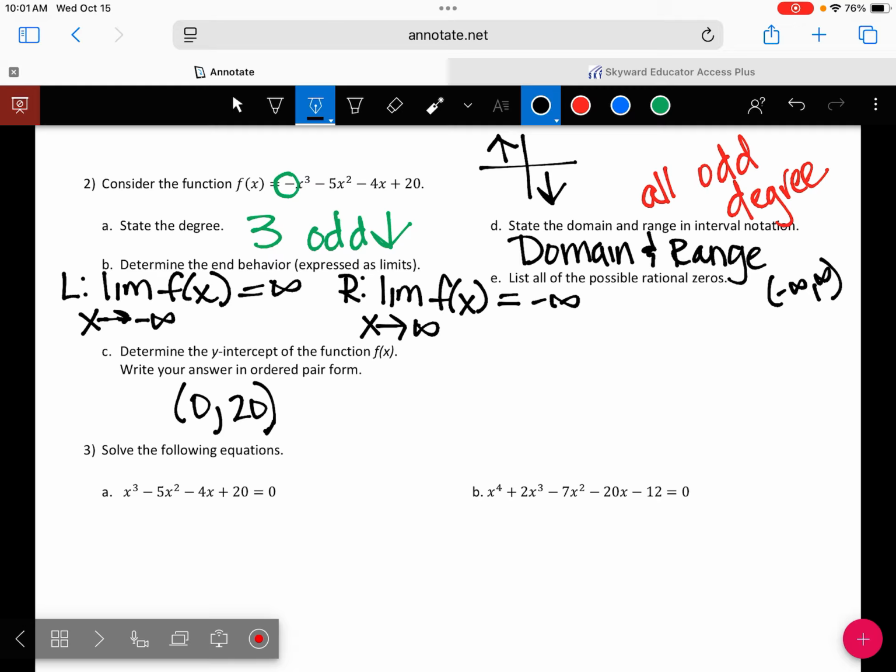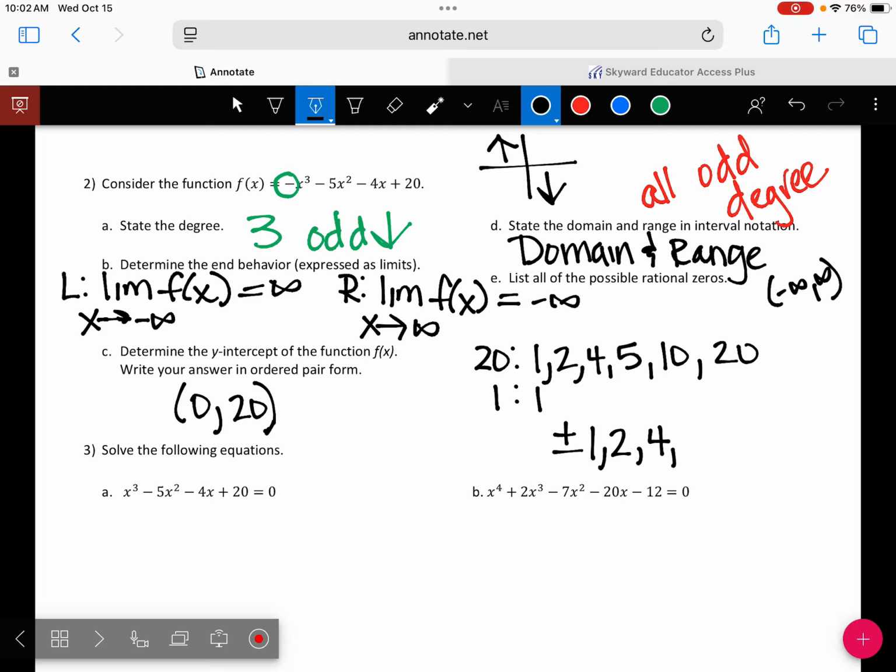Okay, possible zeros. So the numbers that go into 20 are 1, 2, 4, 5, 10, and 20. And the only number that can go into negative 1 is 1. Again, we don't include the fact that it's negative. It's just that number is 1. So that's the only number that I'm dividing these 6 numbers by is 1, which means that my possibles would be plus and minus 1, plus and minus 2, plus and minus 4, plus and minus 5, plus and minus 10, and plus and minus 20.